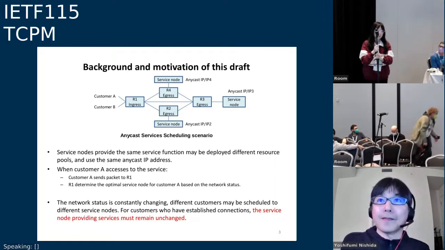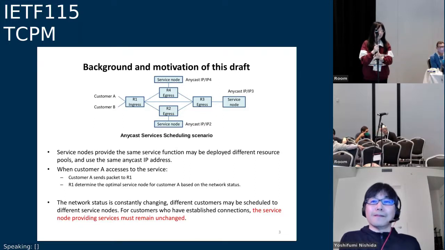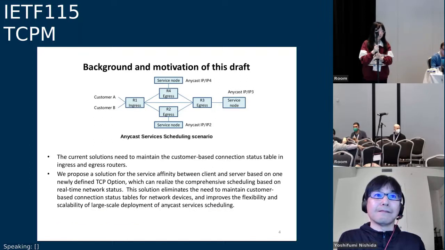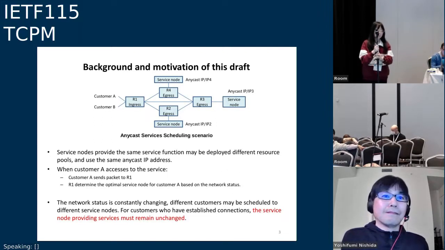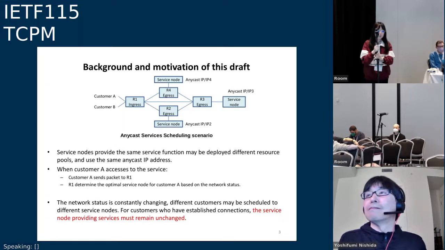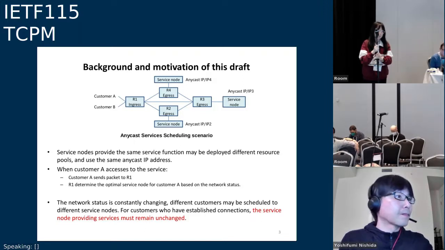When customer A accesses the service, it will send a packet to R1, and R1 will determine the optimal service node for customer A based on the network status. Since the network status is constantly changing, different customers may be scheduled to different service nodes. But for customers who have established connections, the service node that provides the service must remain unchanged.